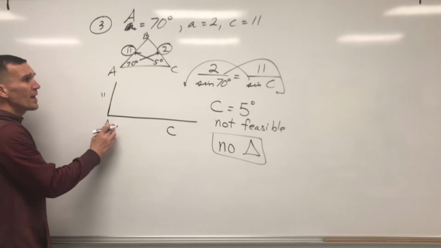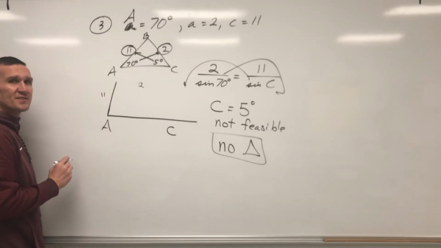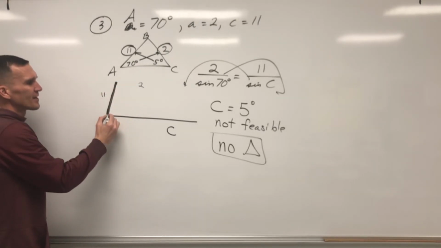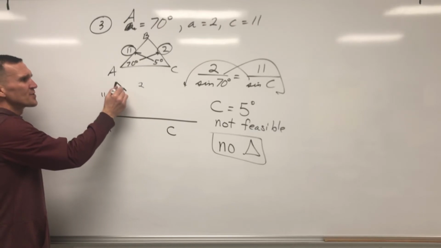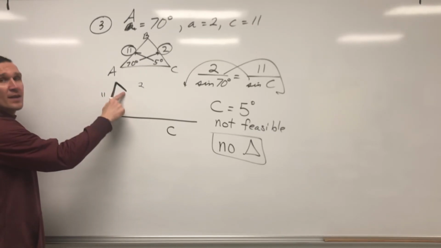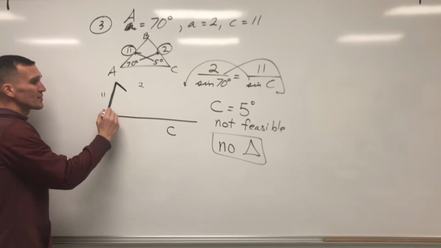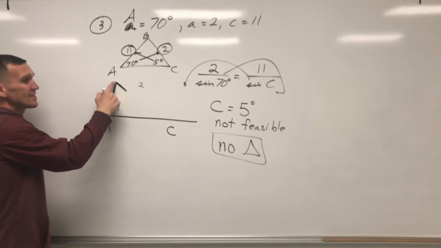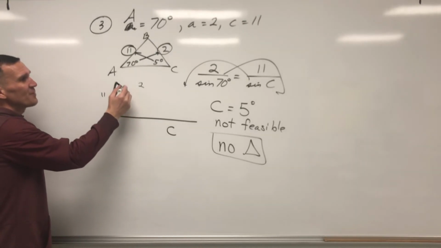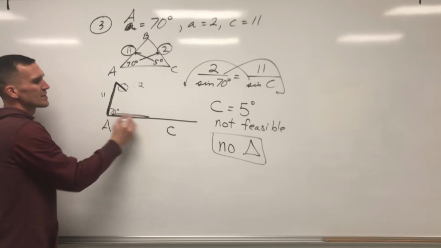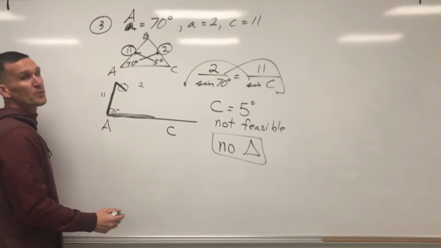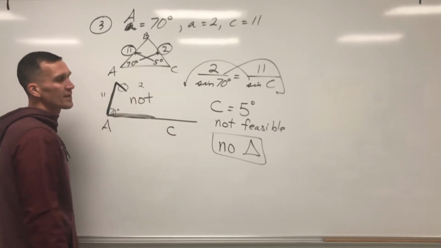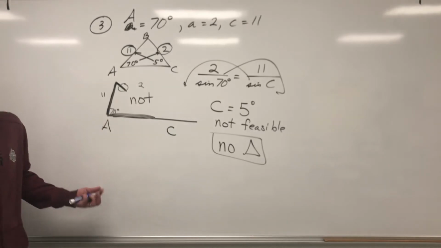Well, the side across from A is 2 inches. If you are proportionately correct, and this is 11 inches long, and you draw something that is 2 inches long, is there any way for a side of 2 across from 70 degrees that is now 11 distance away from this bottom line to connect with this bottom line and make a triangle? I hope you realize there is not a triangle that can be produced. That just is not possible.